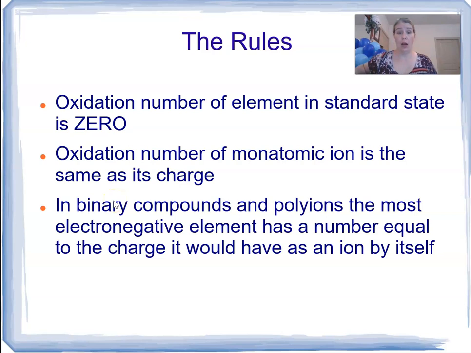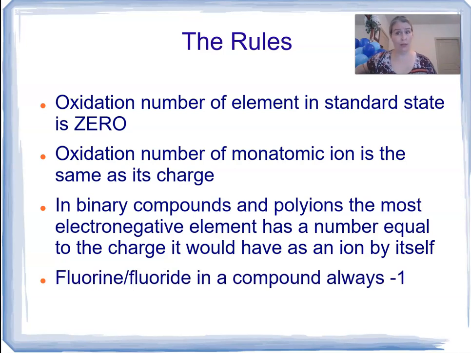When we have a compound or a polyatomic ion involved, we're going to have to do a little thinking about what goes on with the oxidation numbers. But one thing we can say is that the more electronegative element should have the same charge as it would if it were an ion by itself. So making a rule, fluorine, the most electronegative element, is always going to be -1 in any compound.